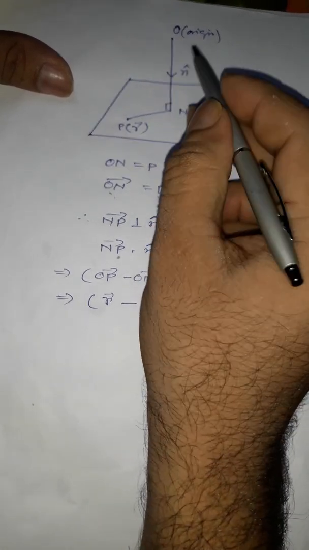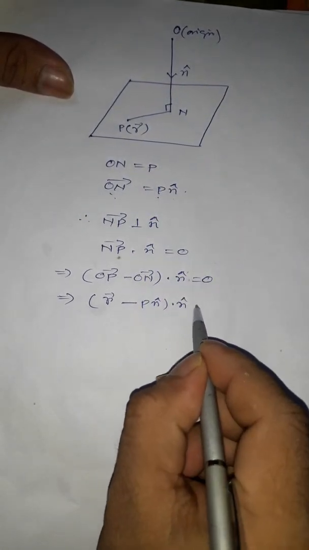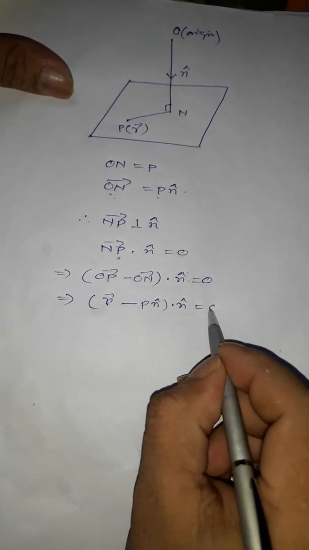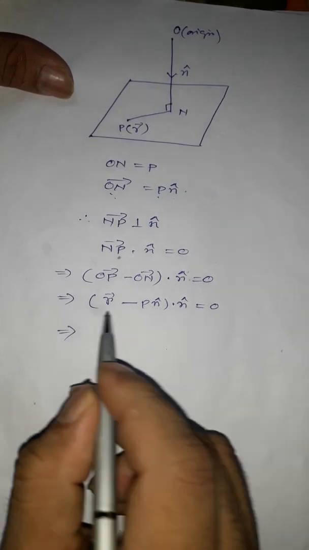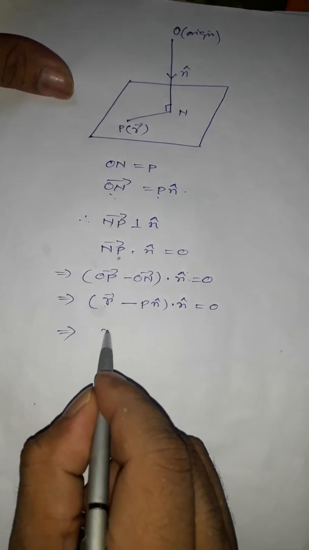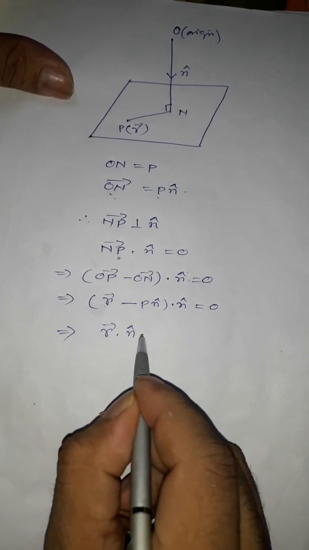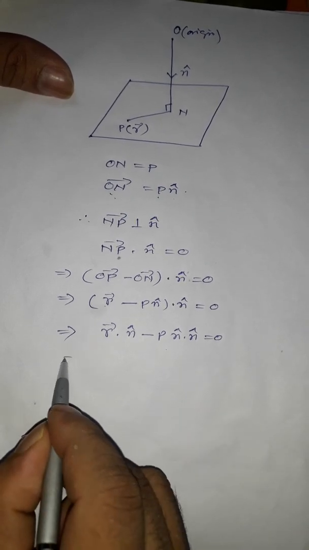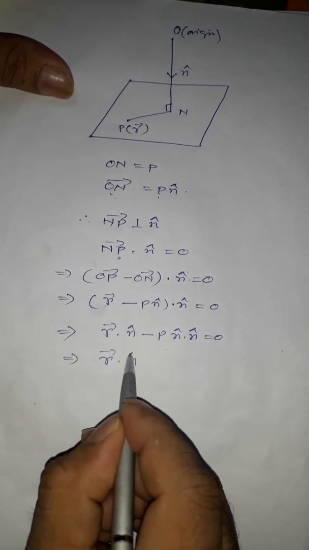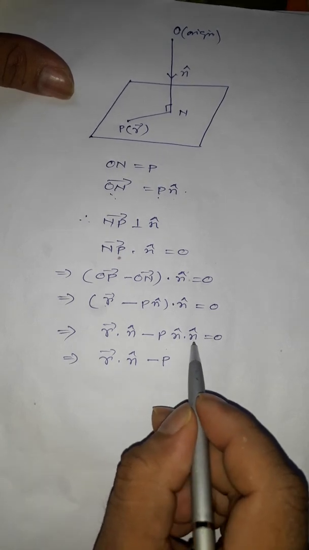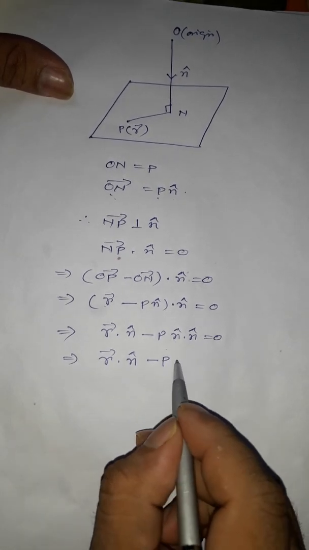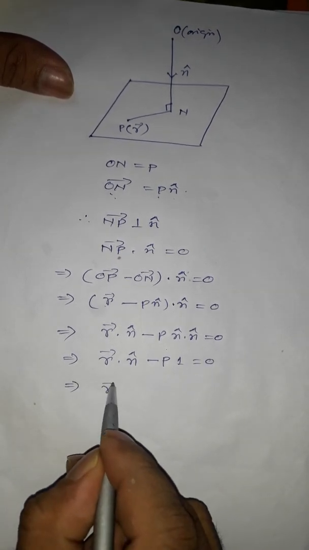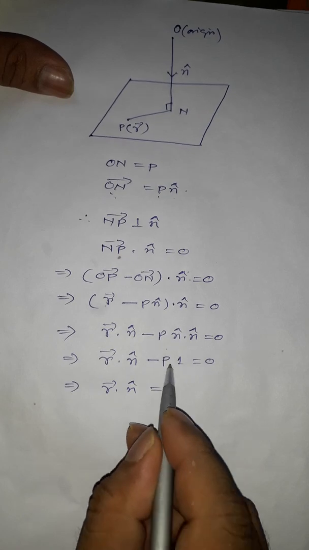p is the length of the perpendicular. n cap is the unit vector directed from origin to the plane. Now if we take the dot product, then we will get r dot n cap minus p n cap dot n cap equal to 0. n cap dot n cap is 1 since it is a unit vector, so there will be 1. So this implies r dot n cap is equal to p.